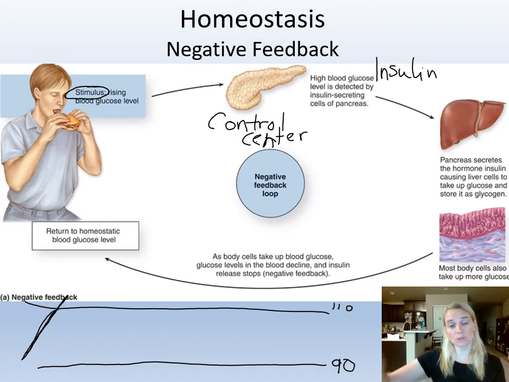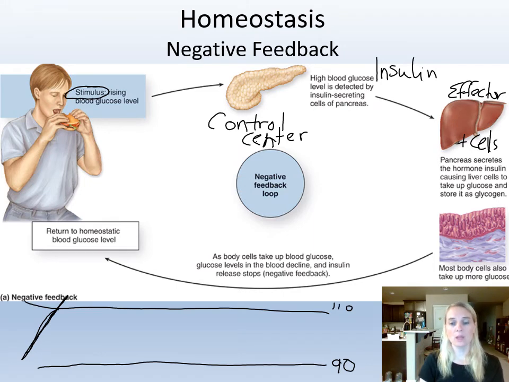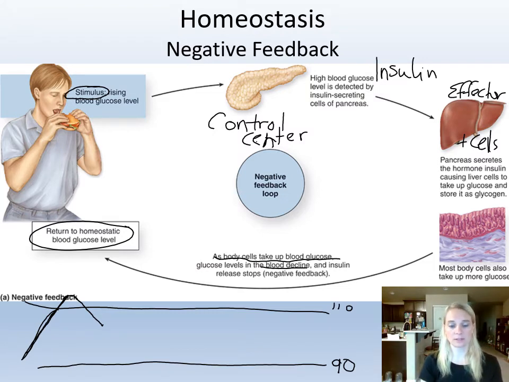So insulin is the response. So it's kind of the message, since it's not a nervous system message. This is a hormone that goes to the blood and targets my effector, which in this case is my liver and cells. I'm going to put liver and cells in here because all of your body cells respond to insulin. So when the insulin shows up to my liver and to all of my body cells, it's going to say, hey, there's a whole bunch of sugar in the blood. I'm going to absorb that and store it in the liver or take it into the cells. And what that does is it brings my body back to homeostasis, right? So as body cells take up blood glucose, the blood sugar levels decline.